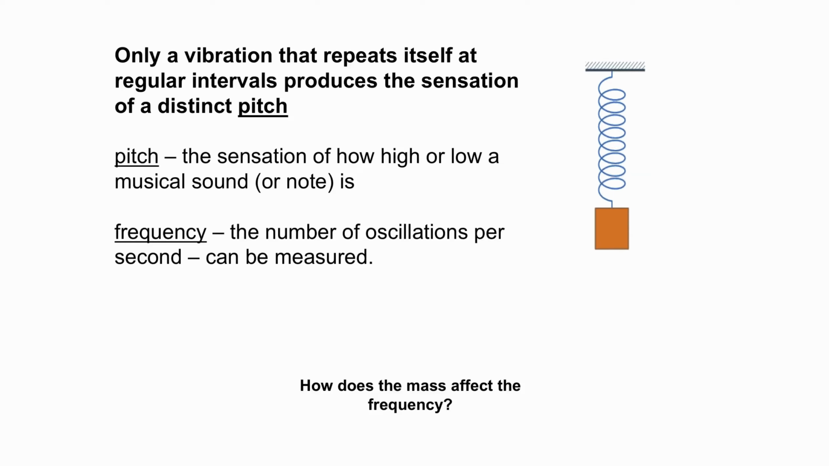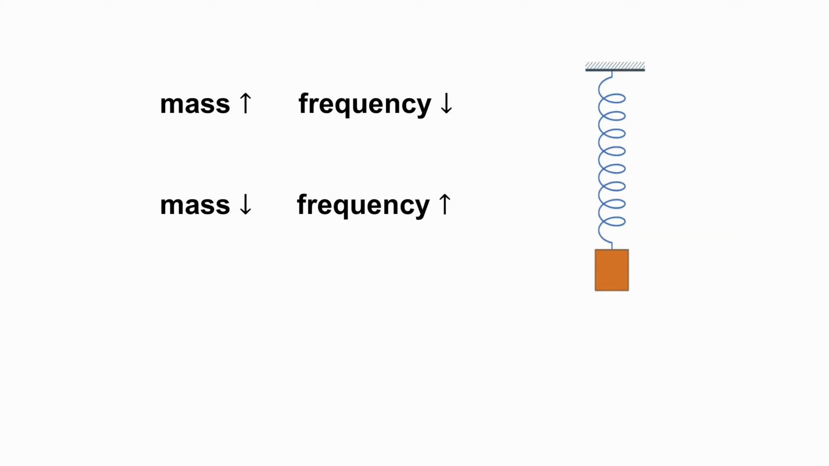So let's take a look at this little spring doodad that I have bobbing up and down on the right-hand side of the screen. We want to know, how does the mass actually affect the frequencies? In other words, if it gets heavier, do you think that it would oscillate more slowly or more quickly? You can think about that for a moment.